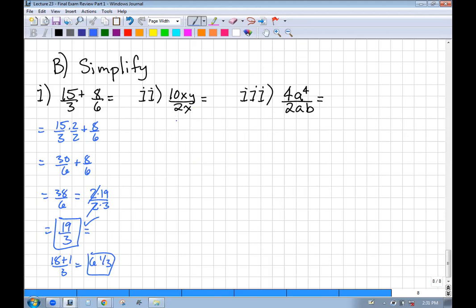This guy is pretty simple, right? You can get rid of the x's. 10 is 2 times 5.